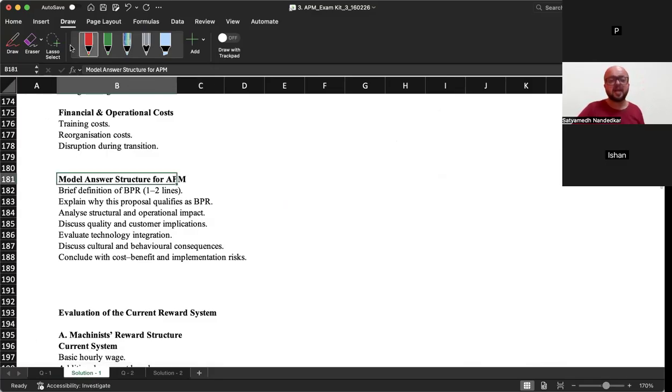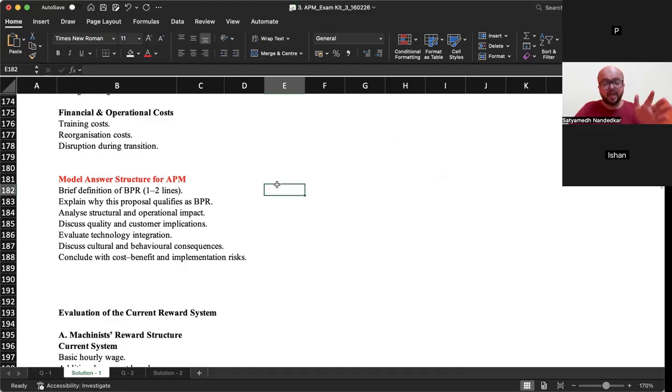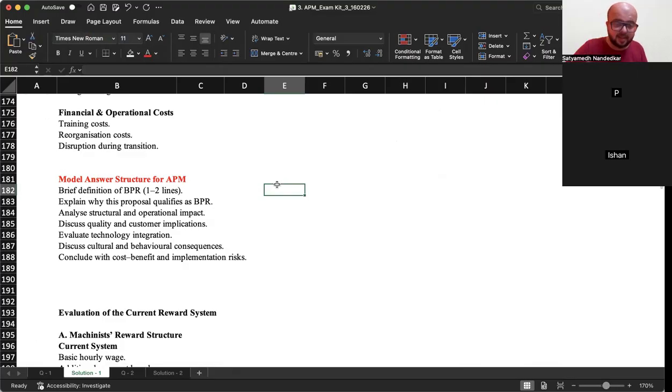This is the structure of the answer. This is what you are expected to follow. Define BPR, why this proposal qualifies as BPR, analyze structural and operational impact, quality and customer, evaluate technology integration, discuss cultural and behavioral consequences, and conclude with cost benefit analysis.